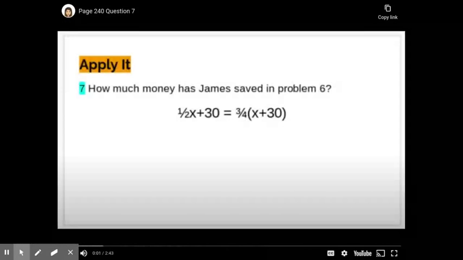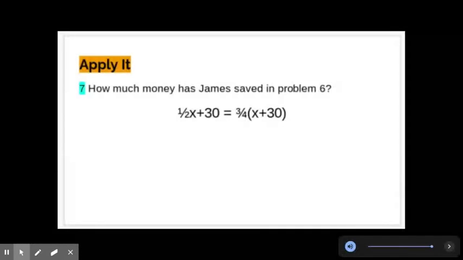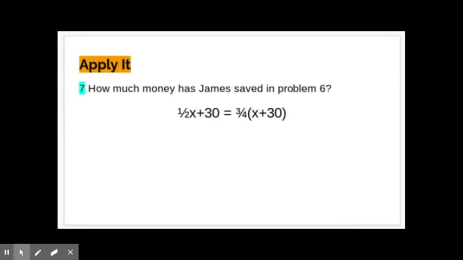So for question 7, we need to figure out how much money James saved in problem 6. So we're going to start off by solving for x here given this equation. So we have 1/2 times x plus 30 is equal to 3/4 times x plus 30. So here we can see that this cannot be simplified at all, so those are not like terms.